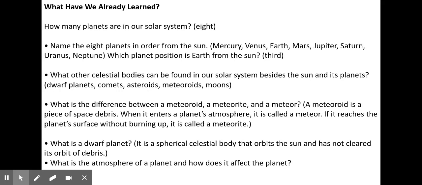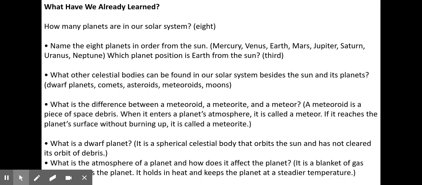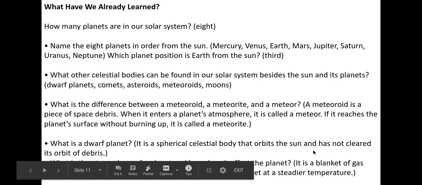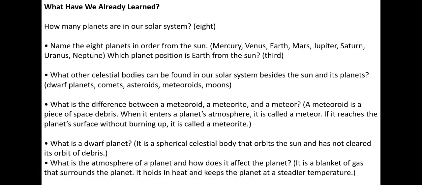What is the atmosphere of a planet, and how does it affect the planet? It is a blanket of gas. Let me wait for that bar to go away. It is a blanket of gas that surrounds the planet. It holds in heat and helps keep the planet at a steadier temperature.